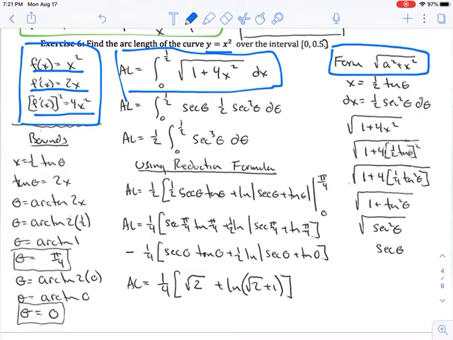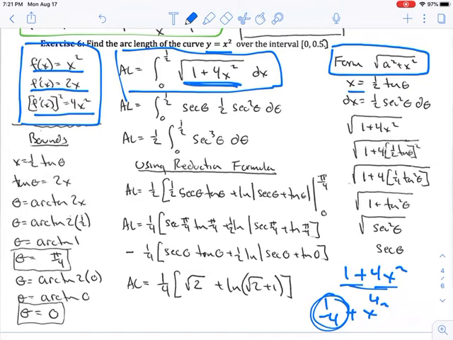All right, so let's go through the process real quick. This is similar to what I did before. We could take the 1 plus 4x squared, divide both sides by 4, and get 1/4 plus x squared. And so the square root of 1/4 is 1/2. So x is equal to 1/2 tangent theta. The derivative of that is 1/2 secant squared theta.